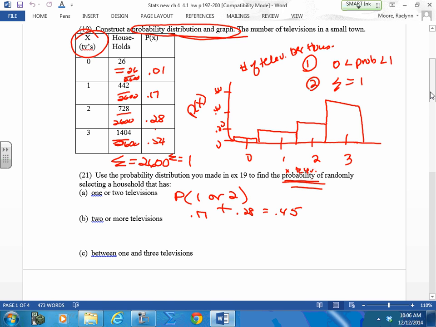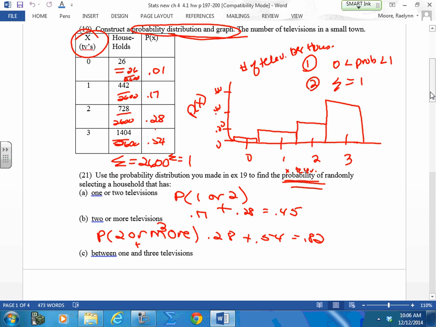The probability of 2 or more. Well, according to our table, what is the more part of it? 3. 2 or 3. And we're going to add 2 or 3. 0.82. Pretty high. Most of the people are having 2, 3 TVs.